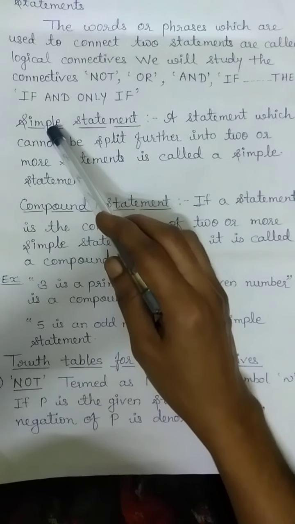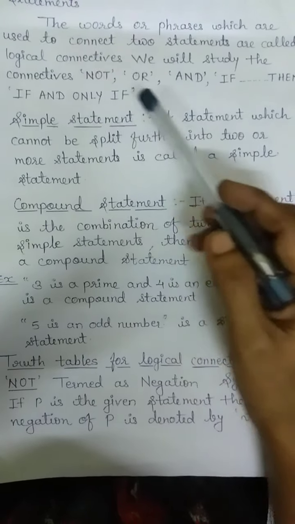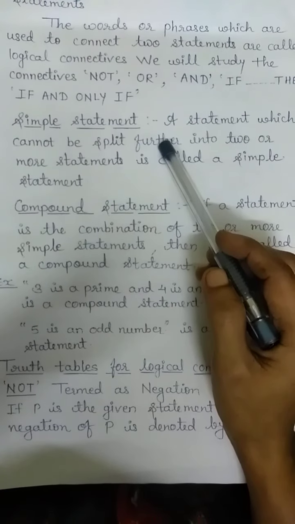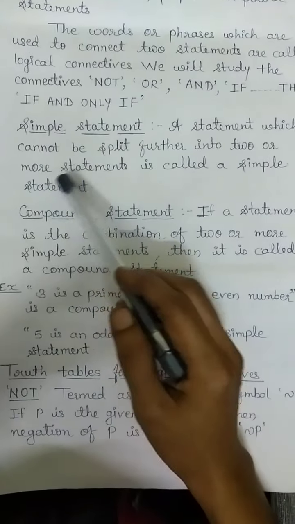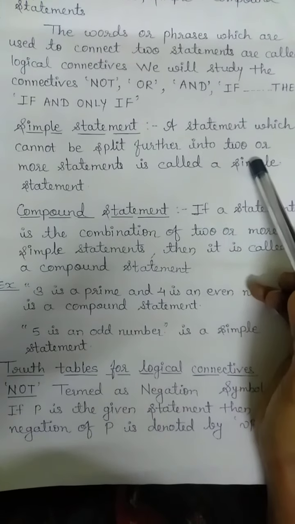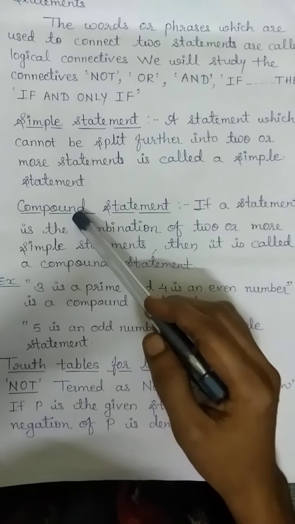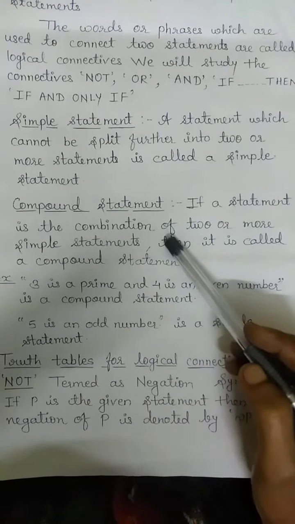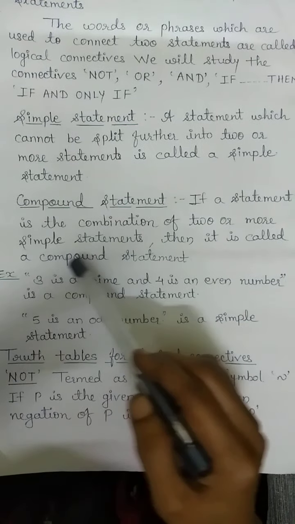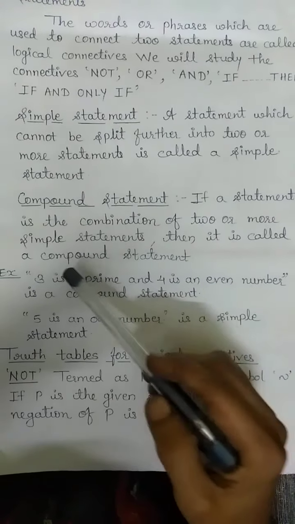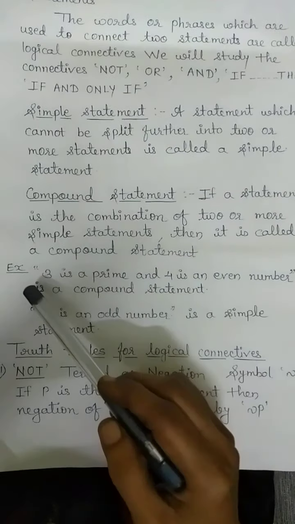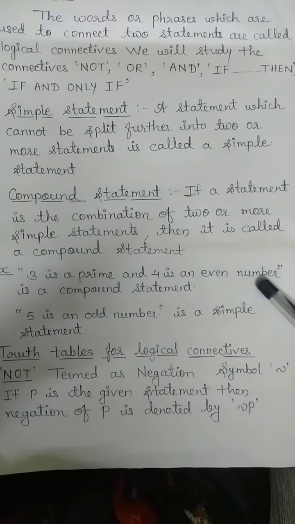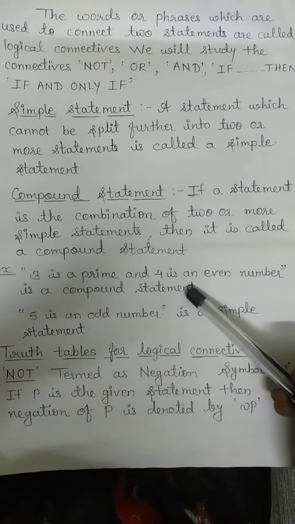Now first we will learn what is the meaning of simple statement. A statement which cannot be split further into two or more statements is called a simple statement. Then compound statement. If a statement is a combination of two or more simple statements, then it is called a compound statement. For example, 3 is a prime and 4 is an even number is a compound statement.